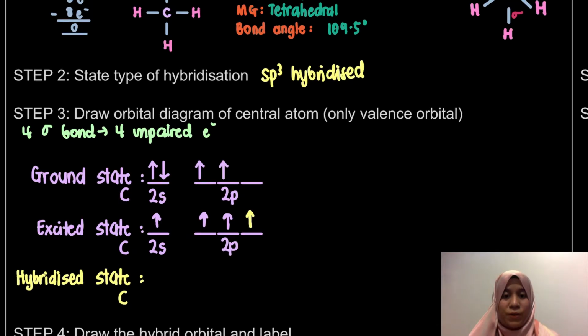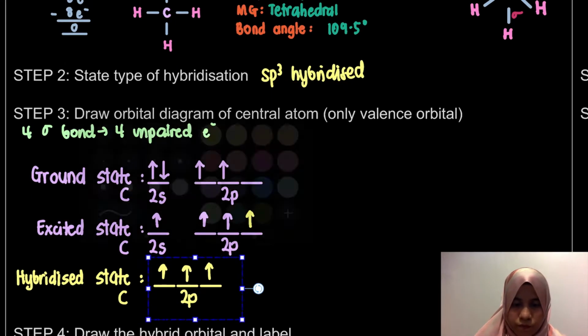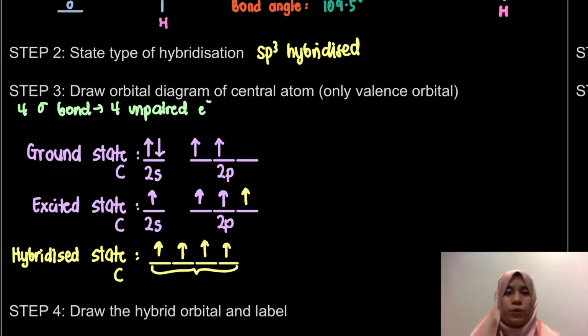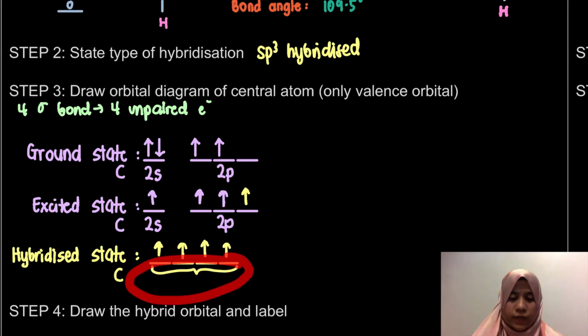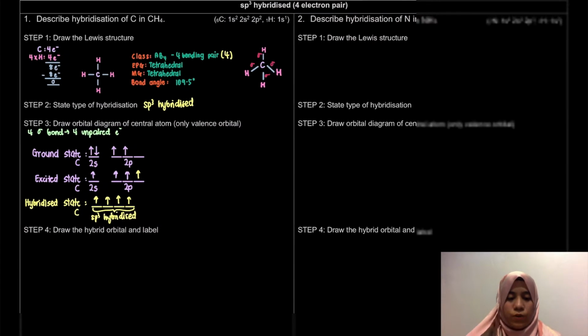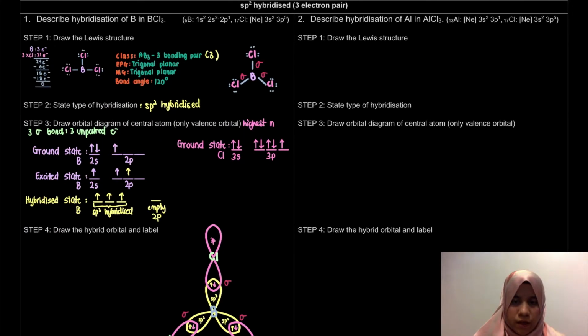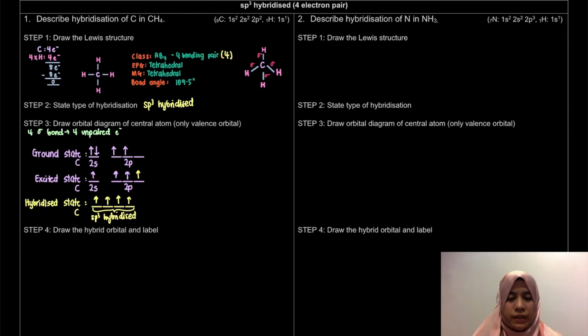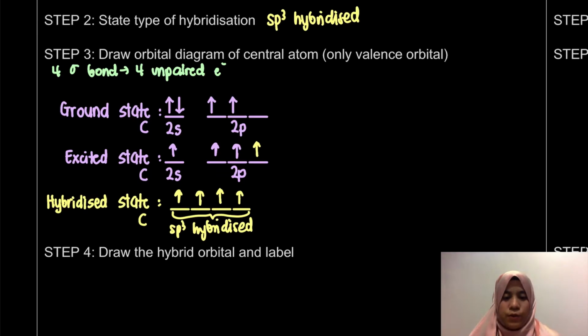So, we have determined awal tu dia adalah sp³ hybridized kan? Make sure you have to label buatlah yang arrow yang ini. So jadilah. Okay, so dalam kes ni there's no empty orbital kan sebab all of the orbital is being used. So kalau yang tadi sp2, kalau yang sp kan ada empty 2p kan, yang ini tak ada apa-apa empty. So macam ni sahaja sp³ hybridized.